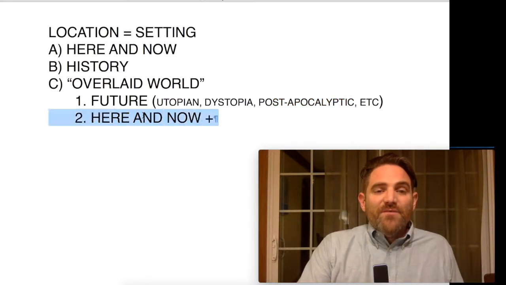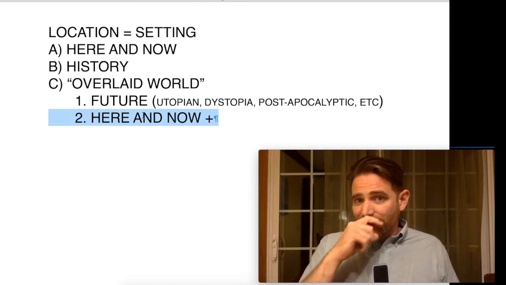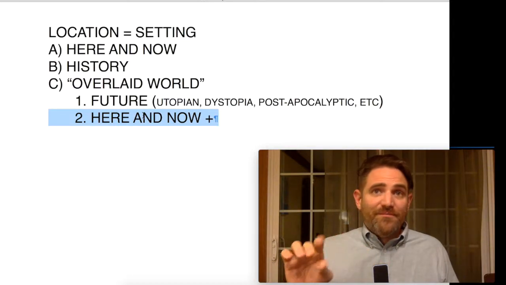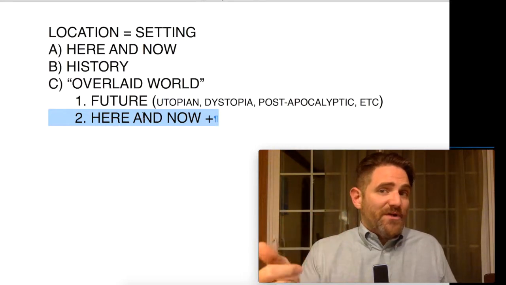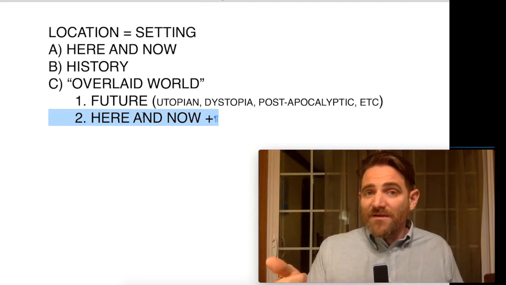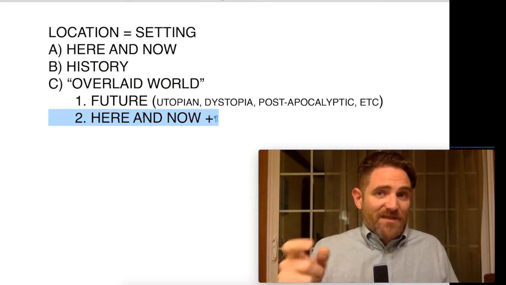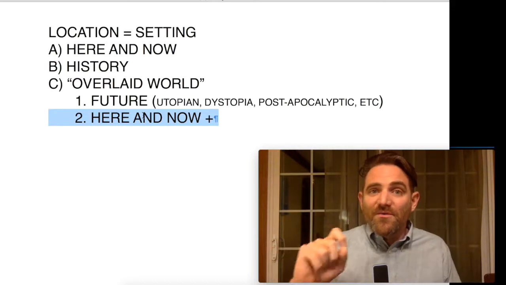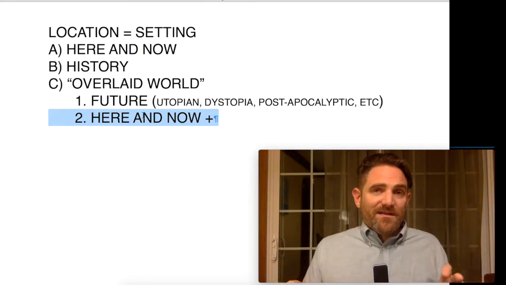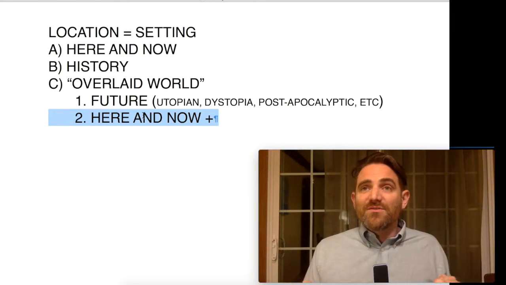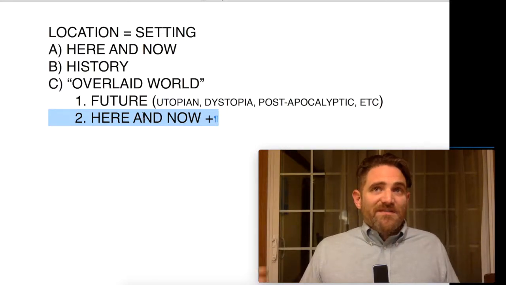Another kind of overlaid world that can work is what I call Here and Now Plus, meaning it's just our world, but there's this extra twist. There's Here and Now Plus superheroes, Here and Now Plus vampires or zombies or aliens from outer space or conspiracy theory or whatever it is that you want to fill in that blank with. You add some kind of fantastical element to the actual world that we live in, and then you reimagine the social order and the spaces in your game based on that additional thing.